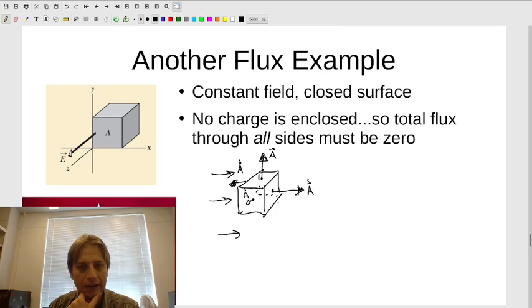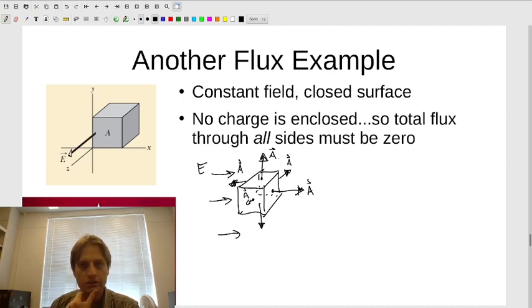We would have to add up the contributions from all 6 of those. Okay, 1, 2, oh, there's one coming out the back too. So I have 6 sides on my cube, and I have area vectors sticking out. Now, if I have a constant field and a closed surface with no extra charge in there, the total flux through all sides must be 0. But let's see how this works.